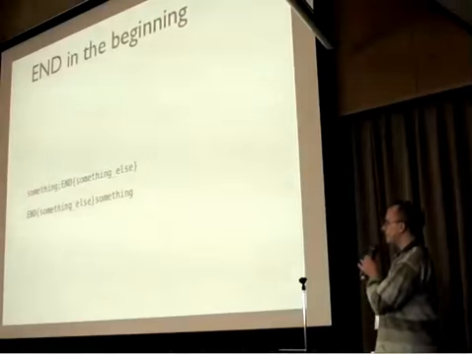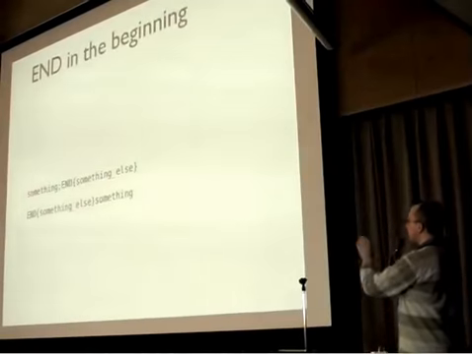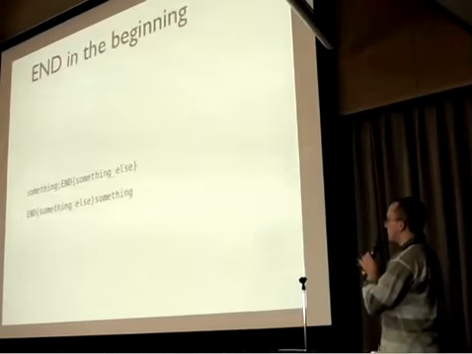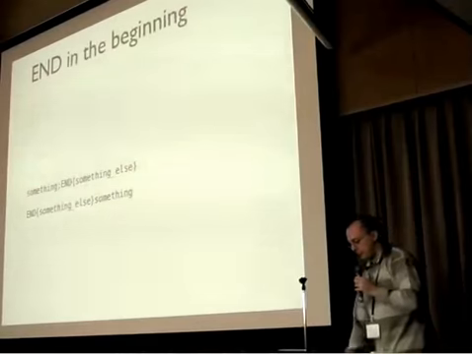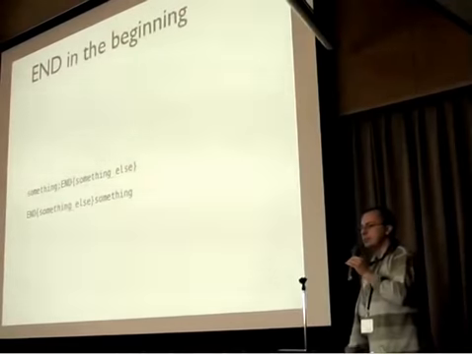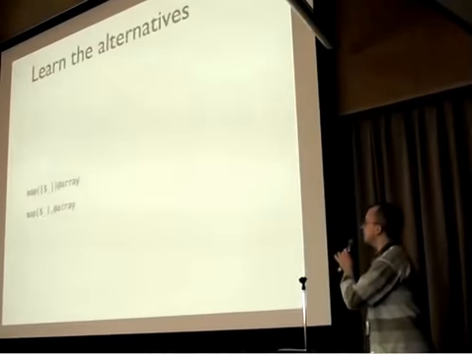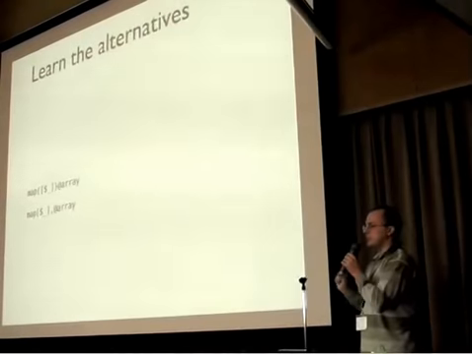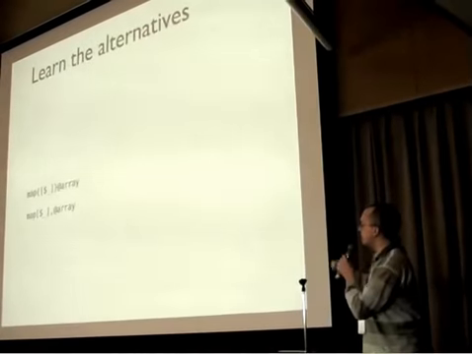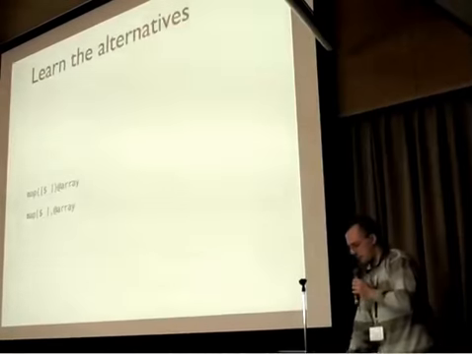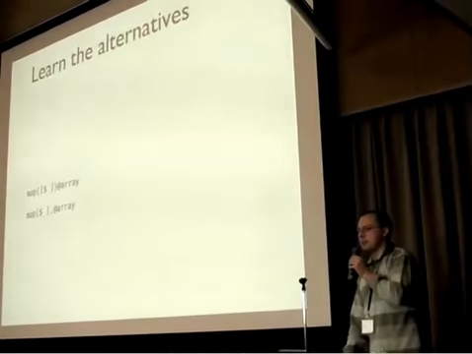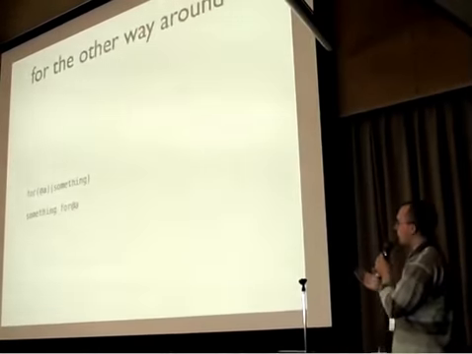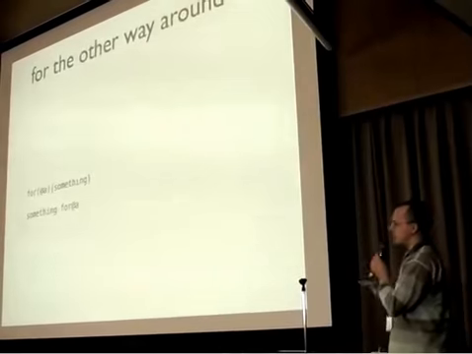If you end in the beginning, you might say 1 character, because you don't need a semicolon. You should learn your alternatives. Just because you find the map with the block on the documentation doesn't mean you can't do it another way around. And speaking of doing things the other way around, you can also use the for cycle the other way around.